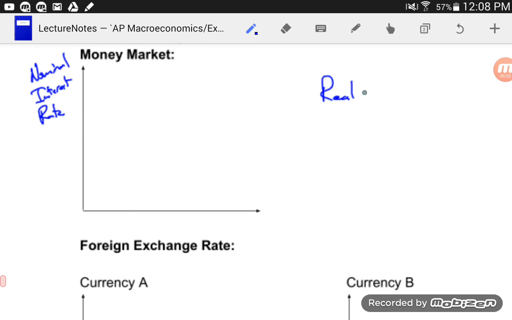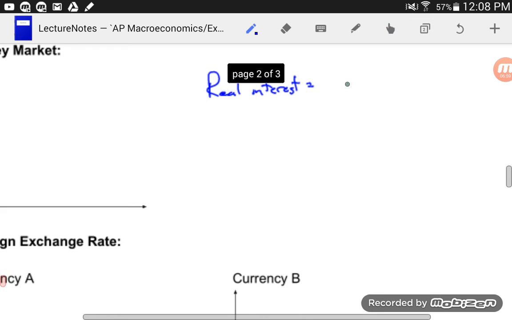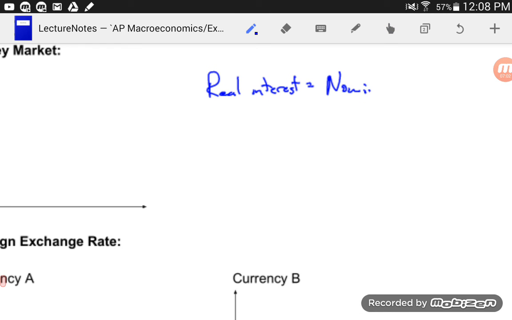The real interest rate, how much you actually earn, is the nominal interest rate minus inflation. So if you get 10% interest, but inflation is at 10%, well, you're not really gaining anything, are you? If the nominal interest rate is 10% and your inflation is at 10%, you're not really gaining anything. So the real interest rate is that nominal minus inflation.